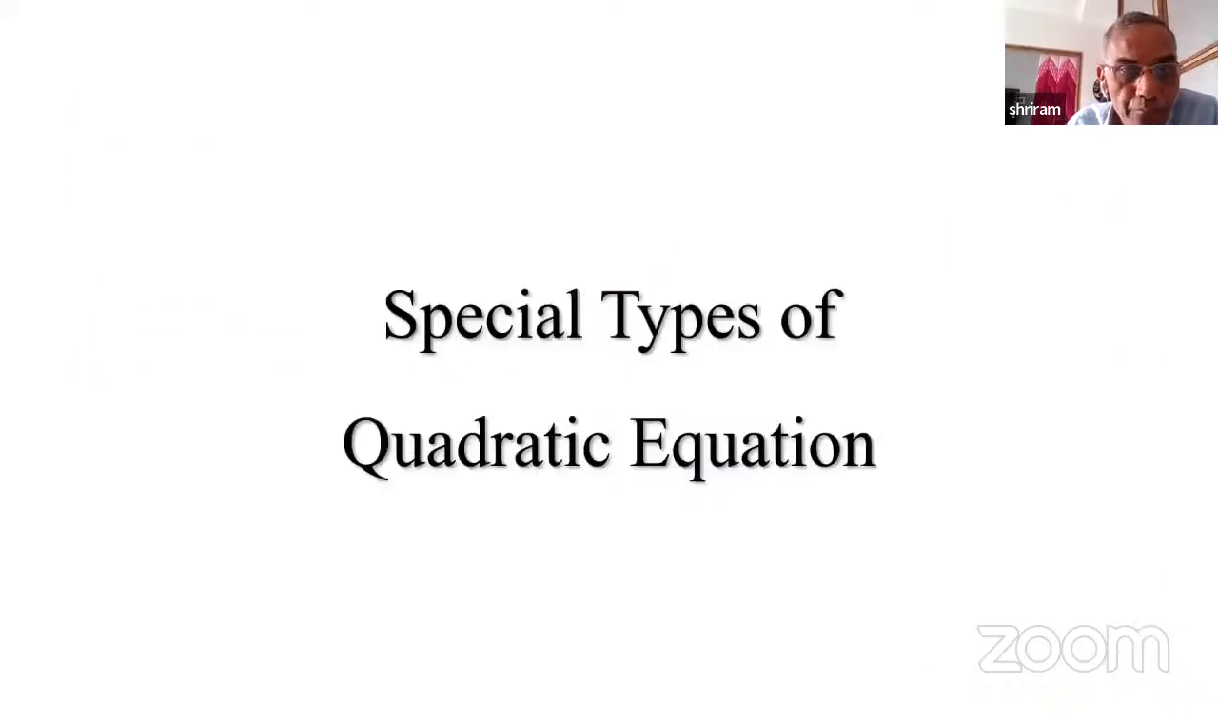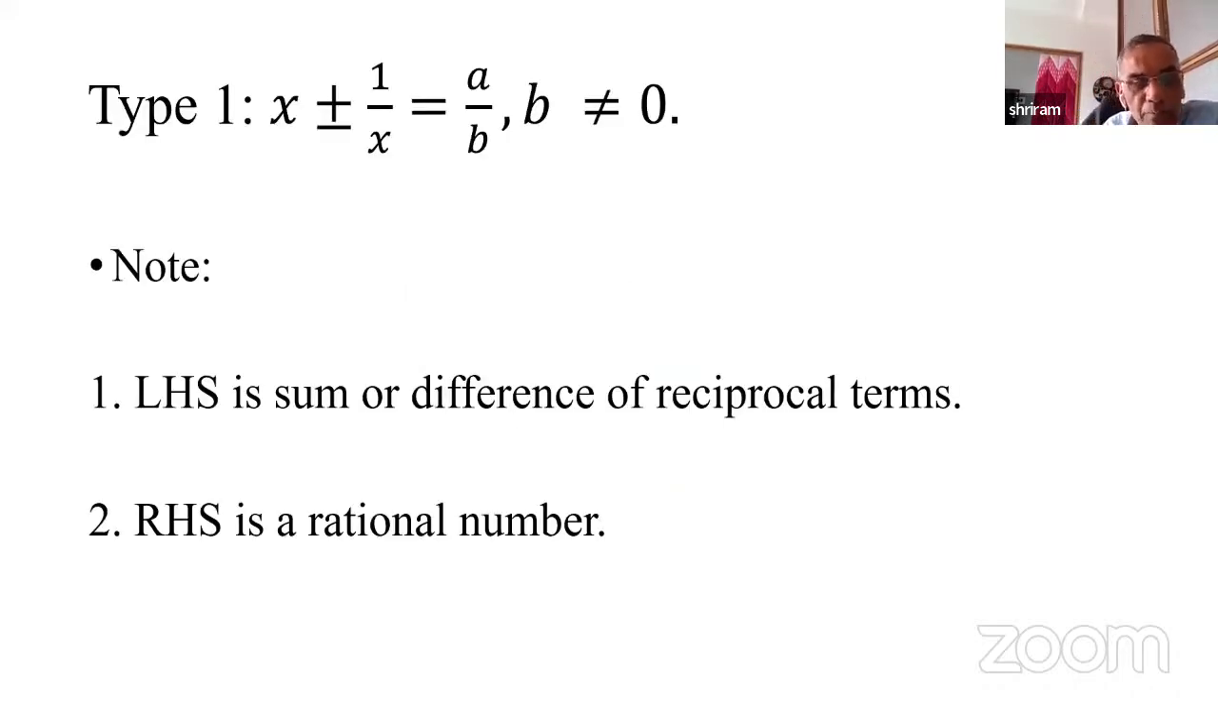Now, let me move to one special type of quadratic equation, which is discussed by Swamiji again, and many times we need such a type. That special type is x plus or minus 1 upon x is equal to a upon b, of course b not equal to 0. Two conditions: the left hand side is the sum or difference of reciprocal terms, x and 1 upon x, and the right hand side is a rational number. This is the situation in hand.